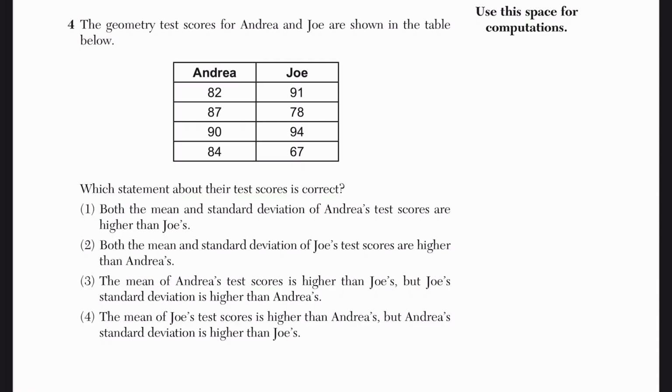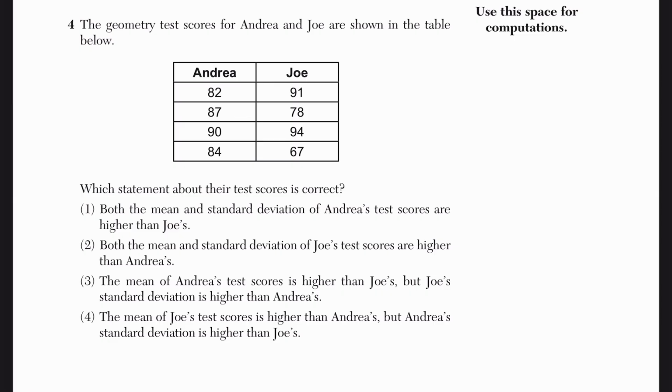Okay, so we're on to the next question here, which is question 4. The geometry test scores for Andrea and Joe are shown in the table below. Which statement about their test scores is true? So what I would probably do is just plug this right into my graphing calculator. I'm going to pull up my graphing calculator online. I probably should add this up already.